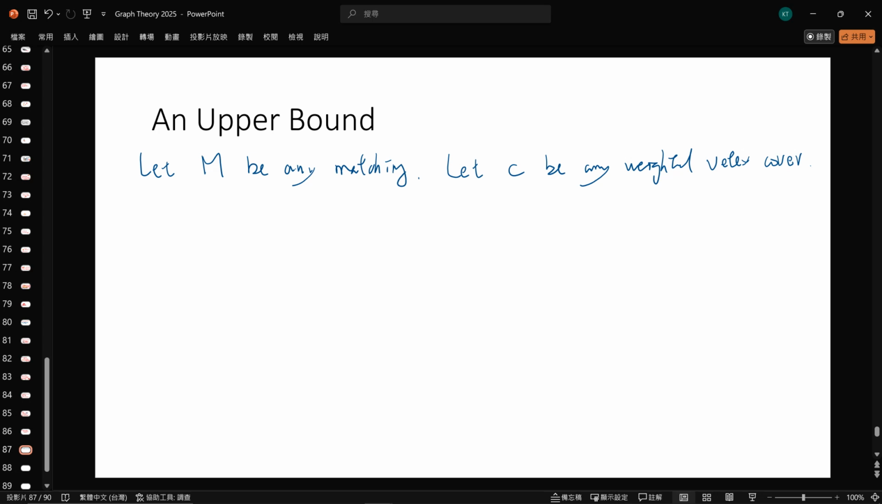Okay, so again, we consider any matching and any weighted vertex cover. So we have M and C. C here should be viewed as an assignment or a function. All right, so this summation is the total weight of the matching M. Okay, so the upper bound is just the total weight of the vertex cover.